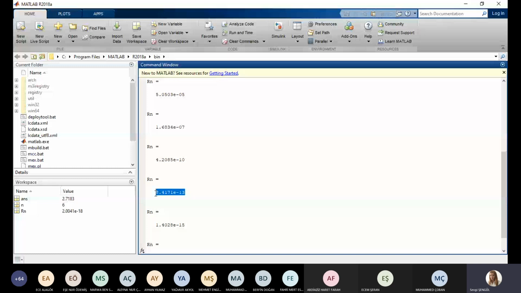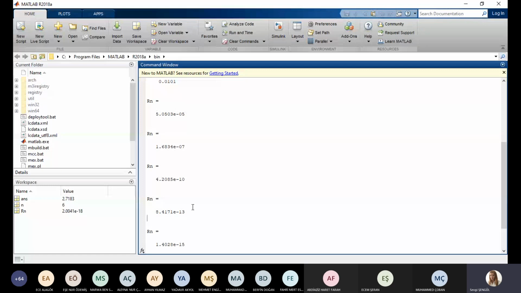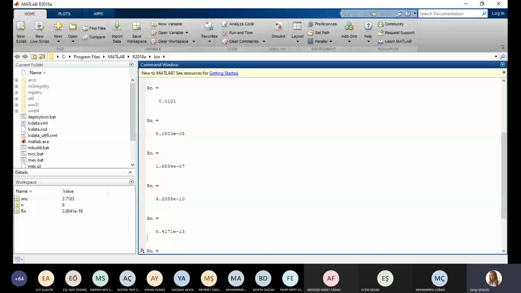As you can see, this one is less than 10 to the minus 12. So you need at least 5 terms in your Taylor series if you want to get an error less than 10 to the minus 12. Okay? This is just a small script. You can copy and paste it from your slides and you will see the results in here.